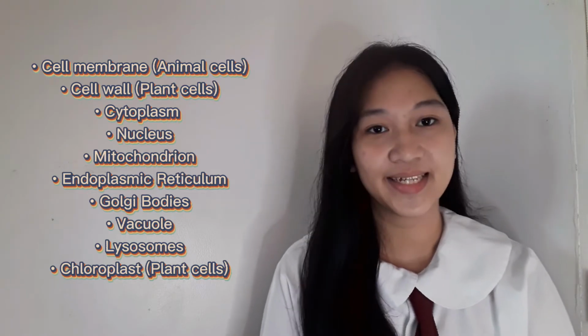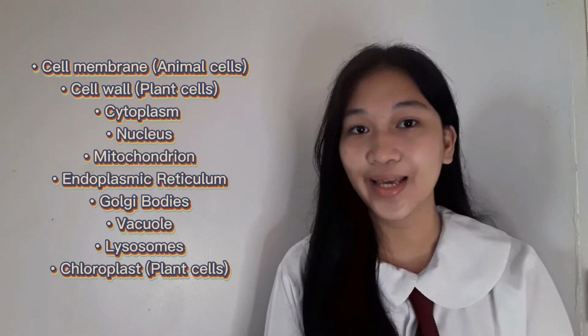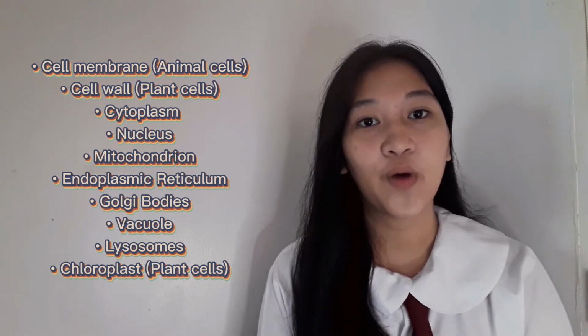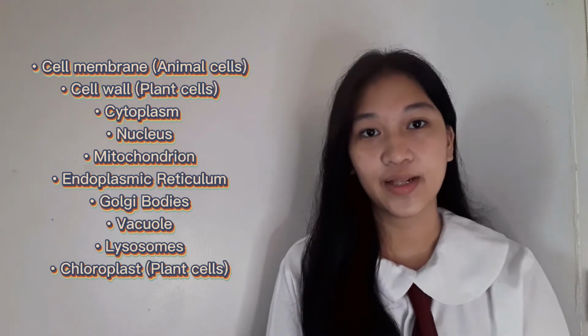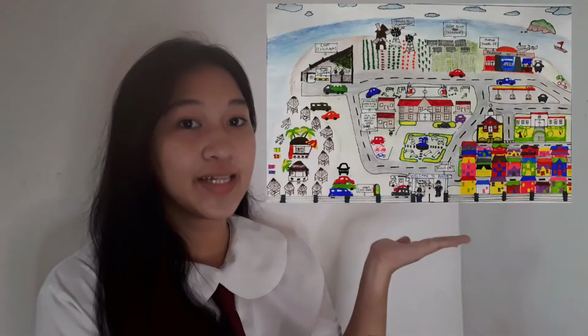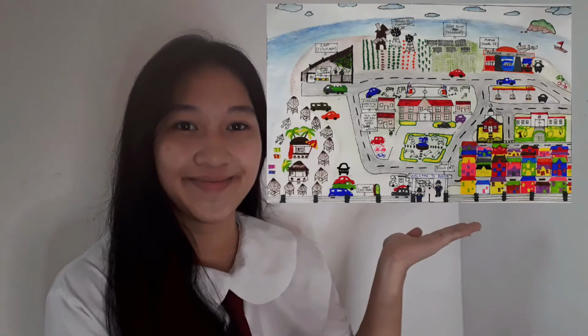There are 10 organelles in a cell, and they are cell membrane for animal cells, cell wall for plant cells, cytoplasm, nucleus, mitochondrion, endoplasmic reticulum, Golgi bodies, vacuole, lysosomes, and chloroplast for plant cells. Now, I'll show and explain my cell small community analogy. Here it is. My work is not perfect, but I tried my best to make it appealing and representable.